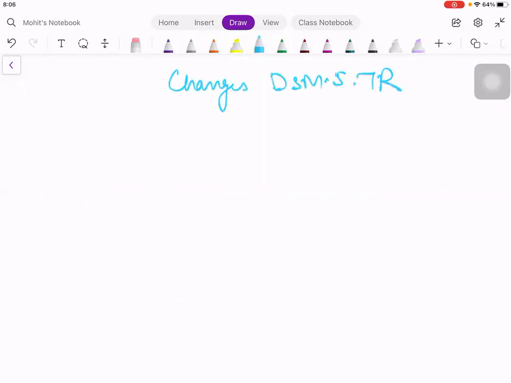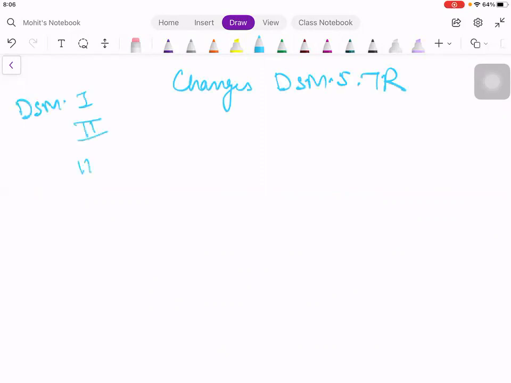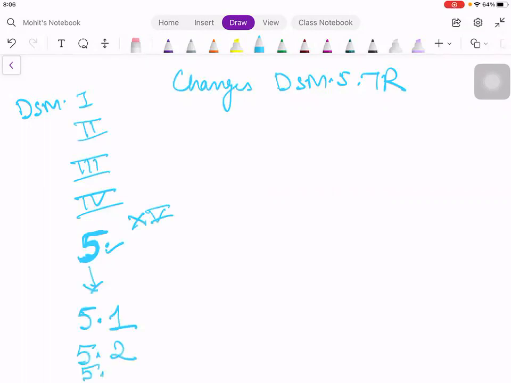Before we go quickly, I hope we all are okay that DSM-I, II, III till IV were written in Roman numerals, but DSM-5 is written like this, with an Arabic numeral. Why is it written as 5 and not V? Because from now on, whatever revisions there will be will be in the form of 5.1, 5.2, 5.3, and there will be no 6, right? That's why the Arabic numeral system was adopted over Roman numerals at DSM-5.